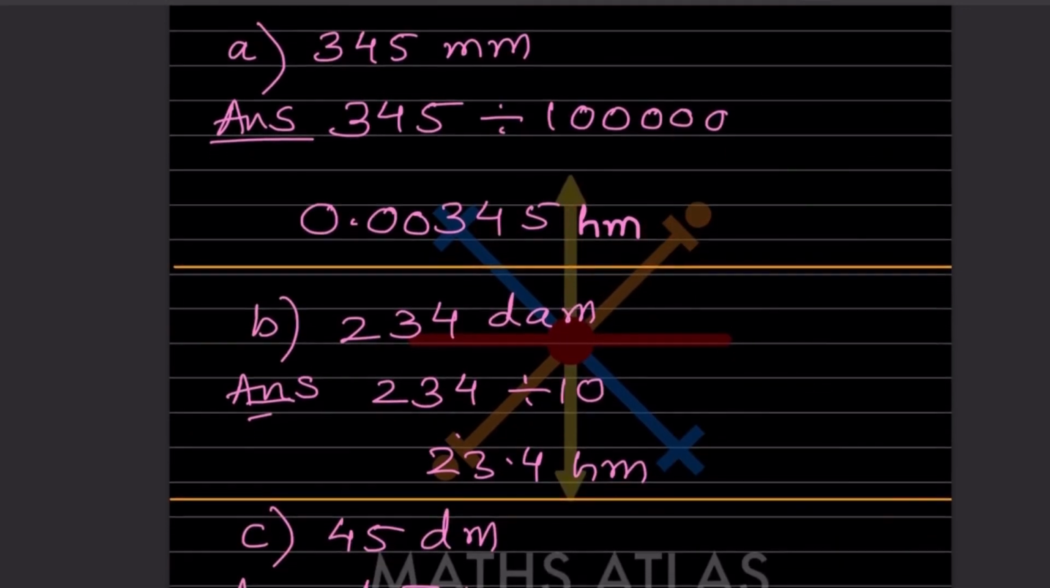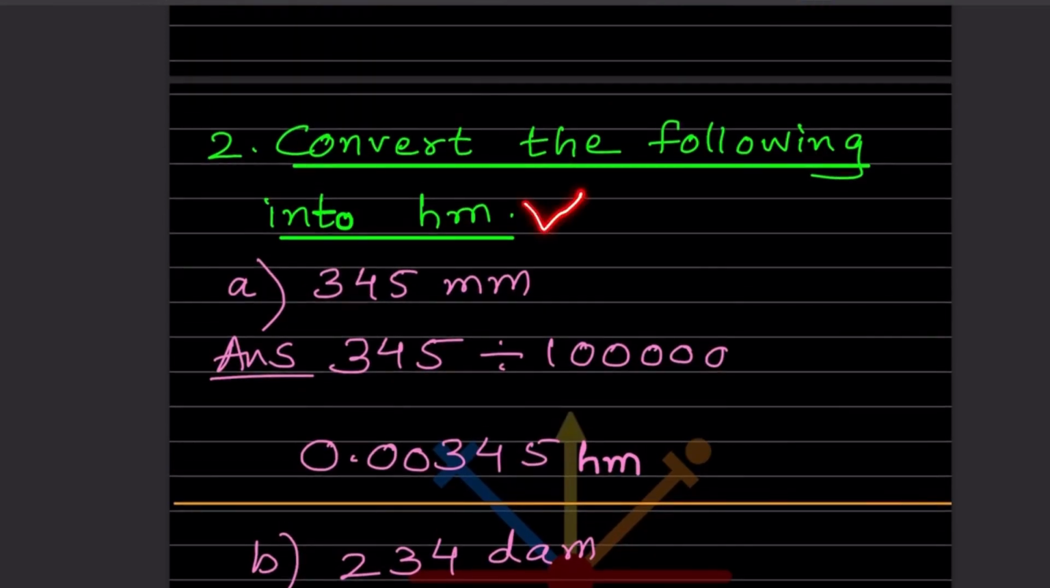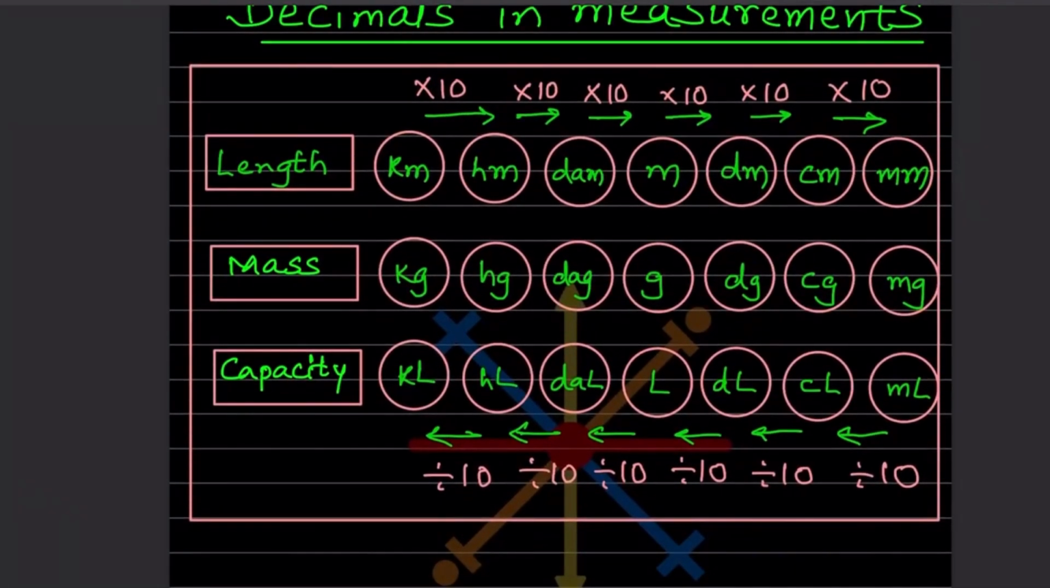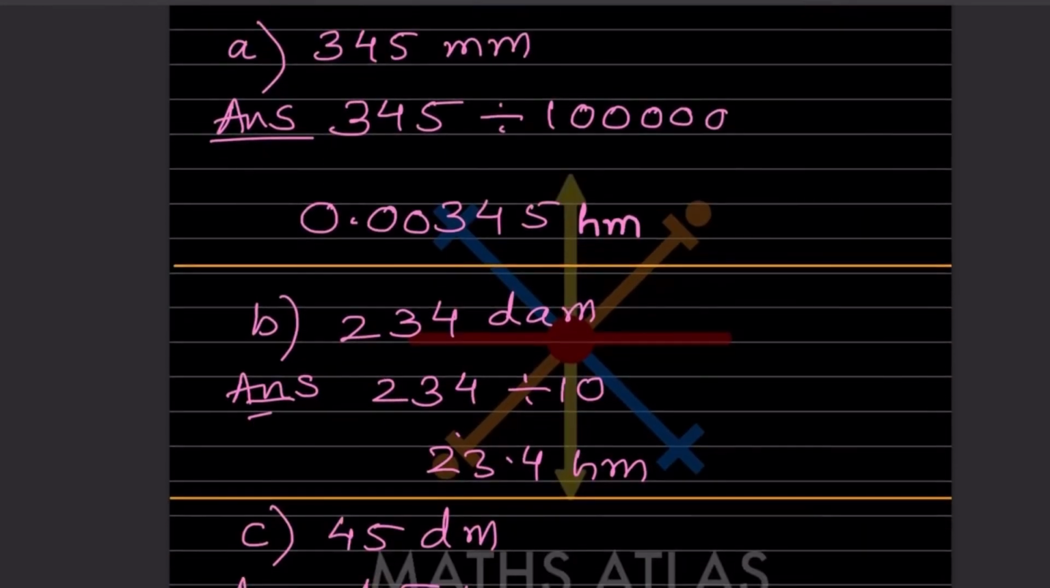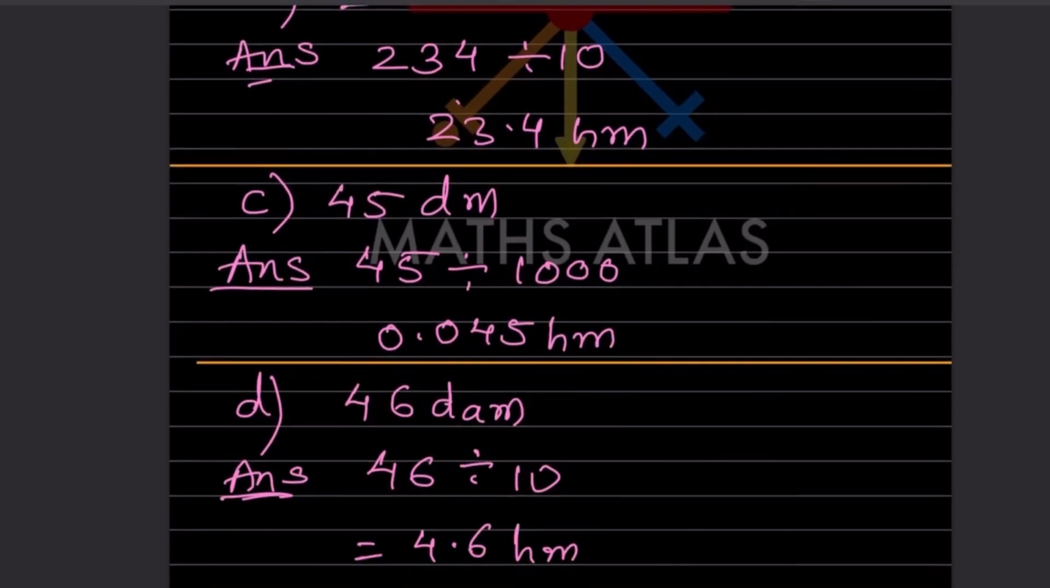Same for here. Now what did they say? Convert from decameter to hectometer. So where is decameter here? From here, we are going to go to here. So that is divided by 10. So you can look at the table and you can convert it. Now you know 234 divided by 10. So you will write 234 as it is, and 10 means you will go backwards 1. That is, you are going to put a point over here. So 23.4 hectometer.